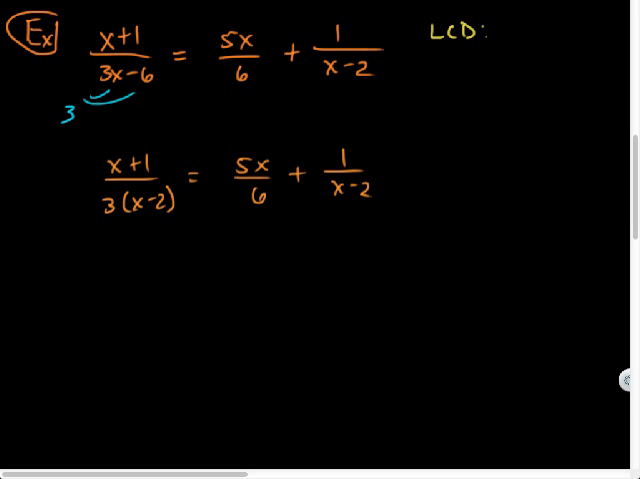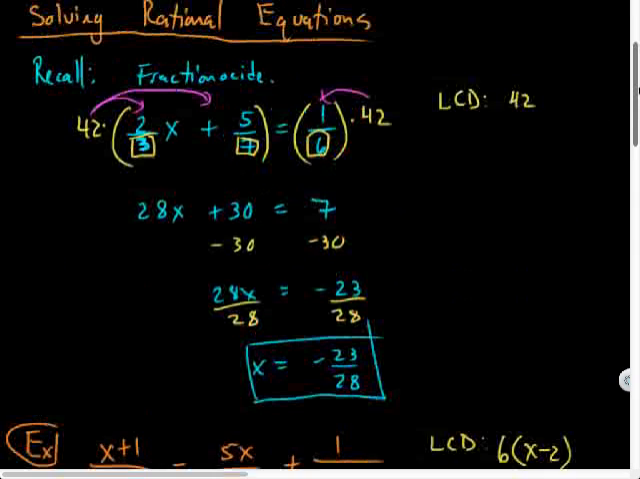So, looking at my numbers, I've got 3, 6, and I guess you could say 1. What do all of those go into? 6. All right, so 6 is part of my LCD. And between my other factors, my binomials, I've got an x minus 2 here and an x minus 2 there. How many x minus 2's do I need? I actually just need one of them, because there's at most one of them represented in either denominator.